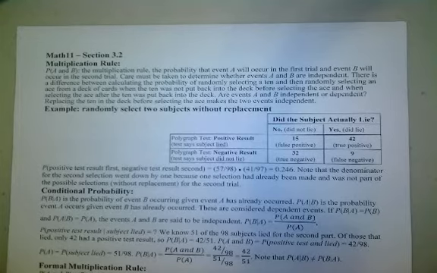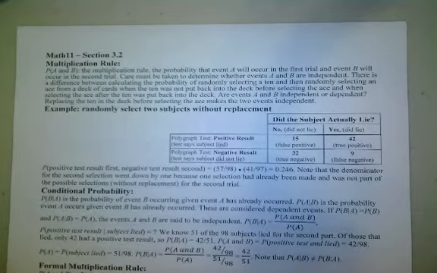Replacing the 10 in the deck before selecting the ace makes the two events independent. In other words, the probability of selecting the ace has nothing to do with the fact that I chose the 10 the first time. So, here's an example of randomly selecting two subjects without replacement.